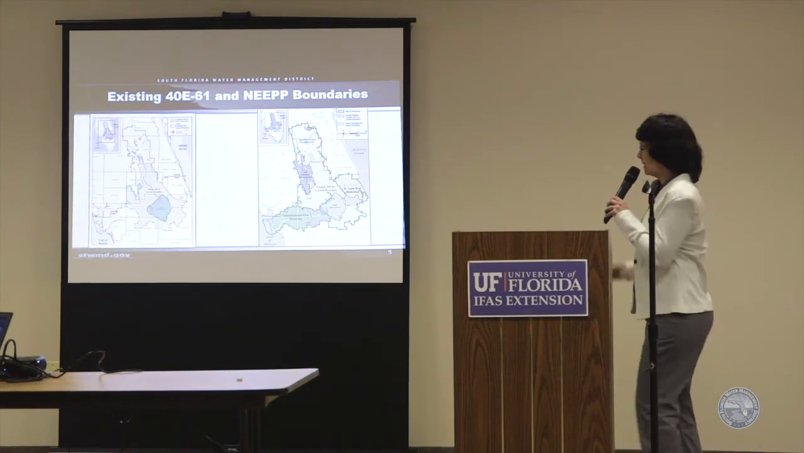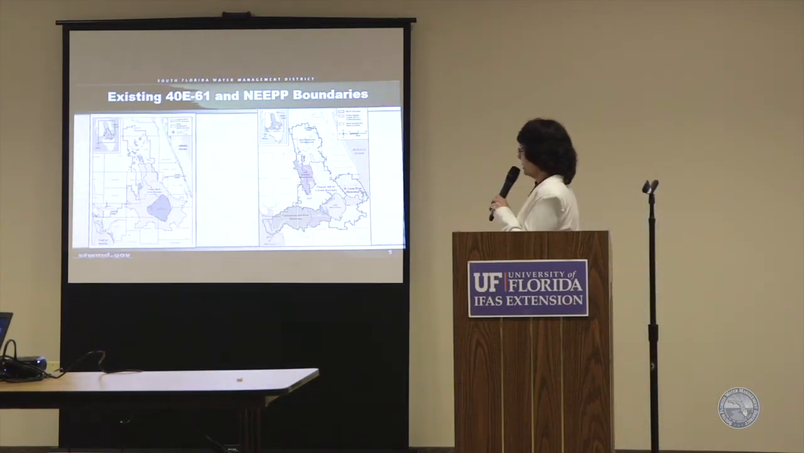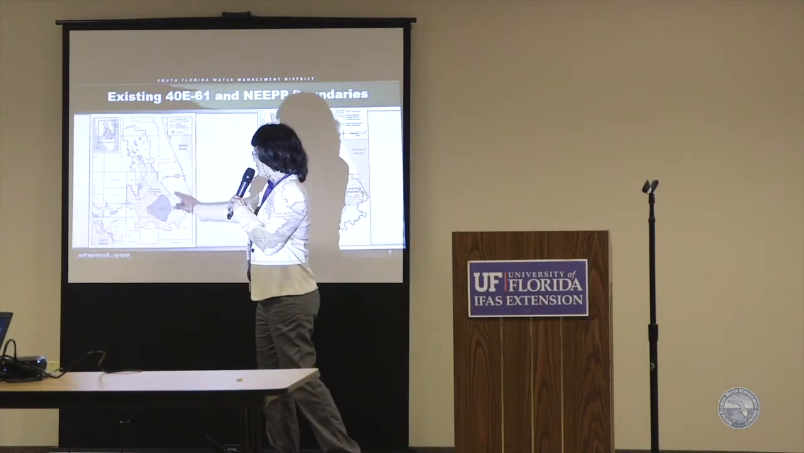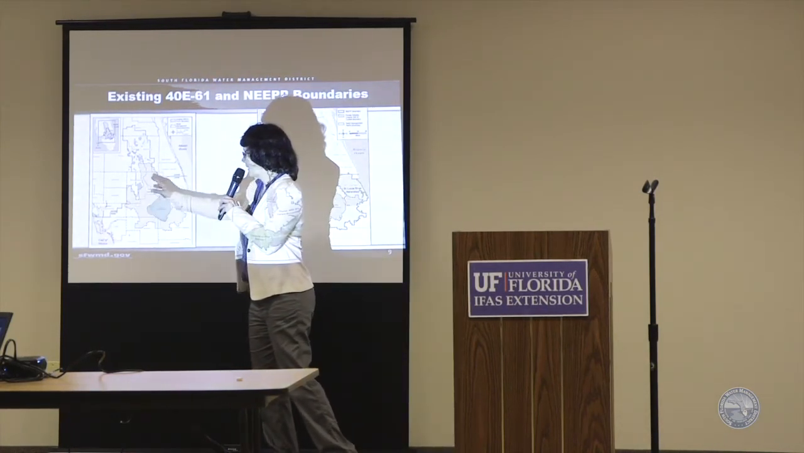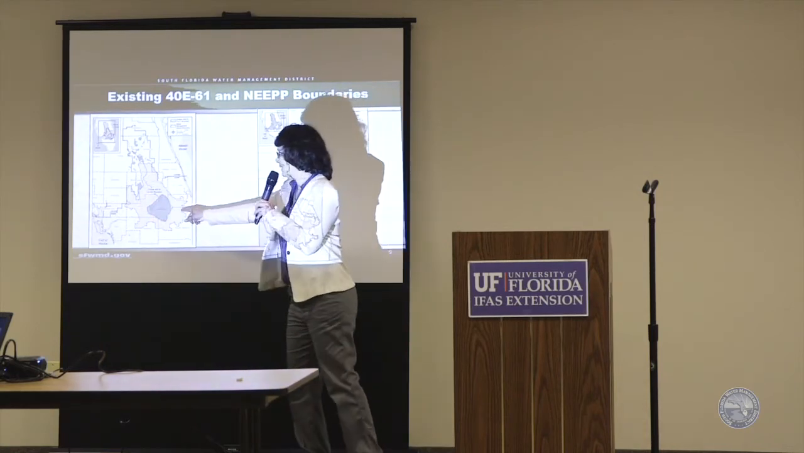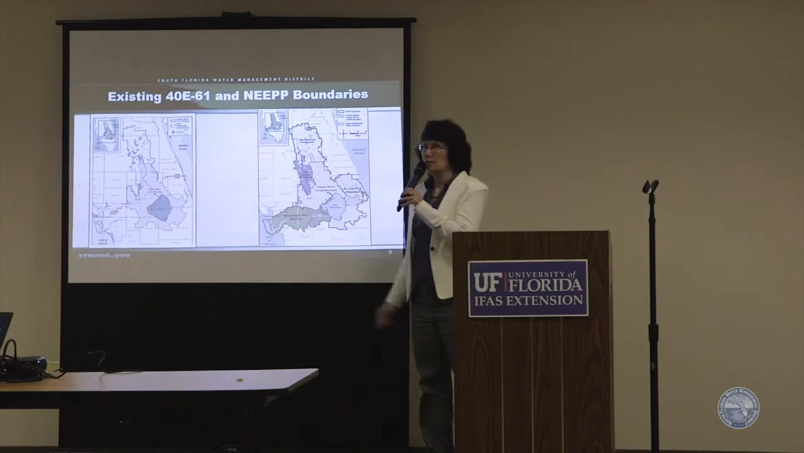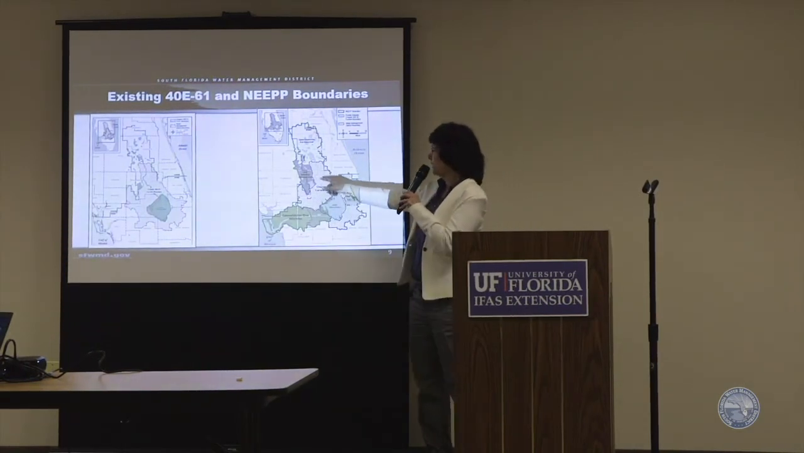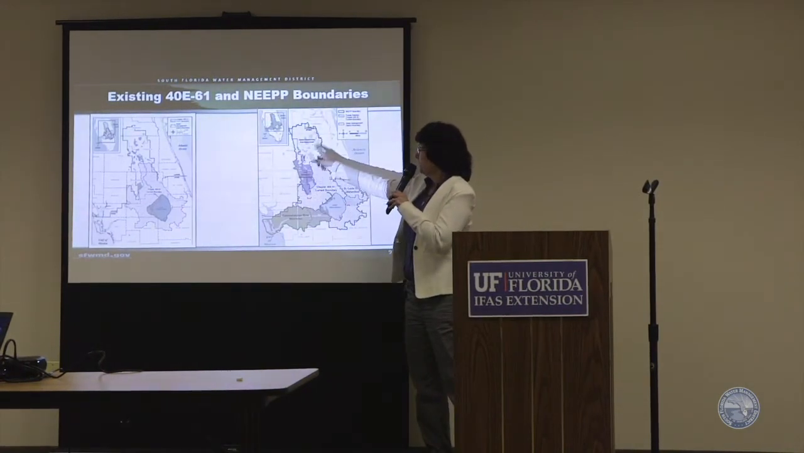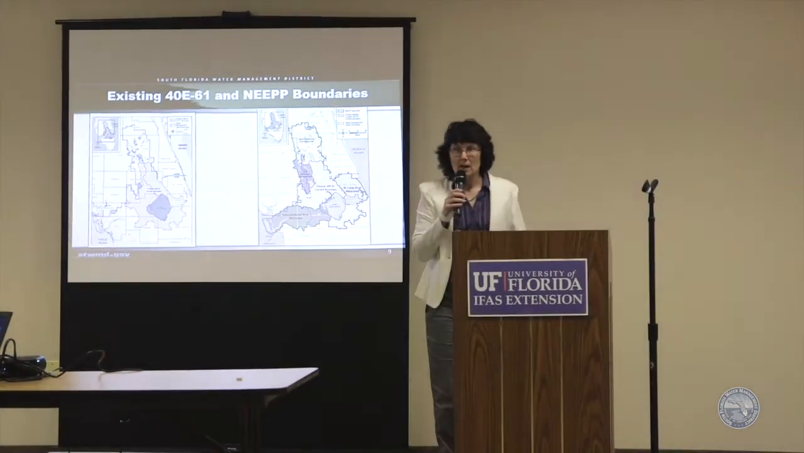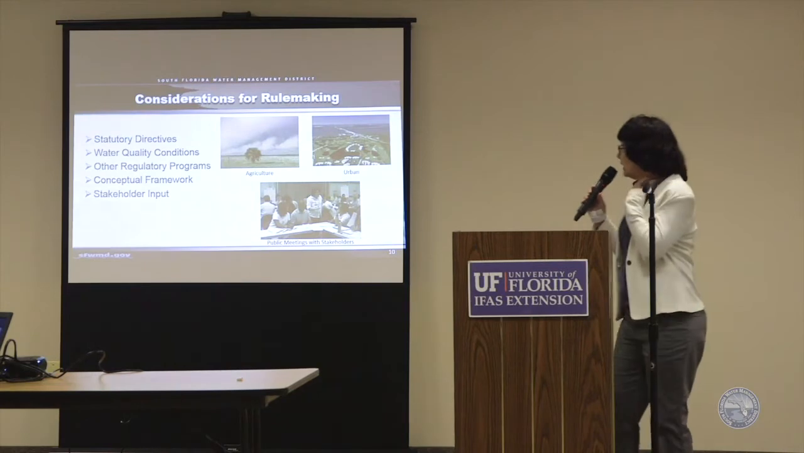Now this slide zooms in a little bit more to the boundary. The existing rule boundary right now is shown on the map on the left side of this slide. And then we've taken that same boundary and superimposed it over the NEP boundary. So you can see, to be consistent with the NEP, we're also going to have to expand into this upper region here, which I'm sure you're very familiar with. Okay, next slide.